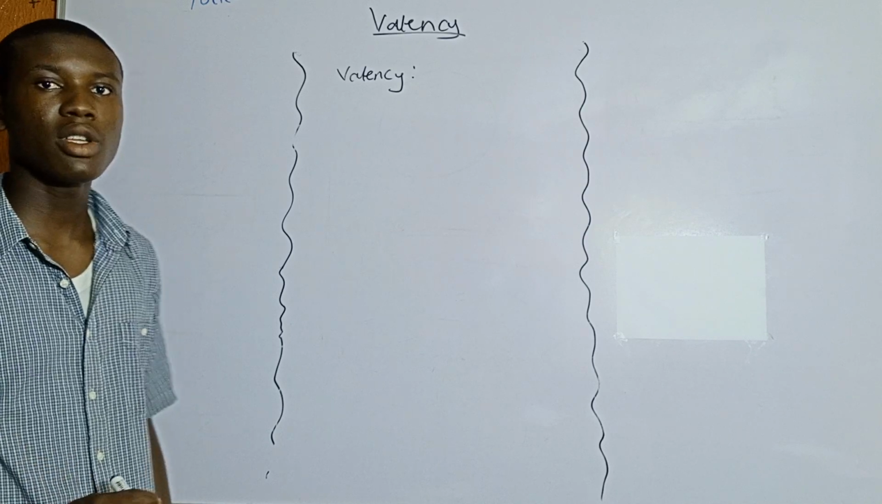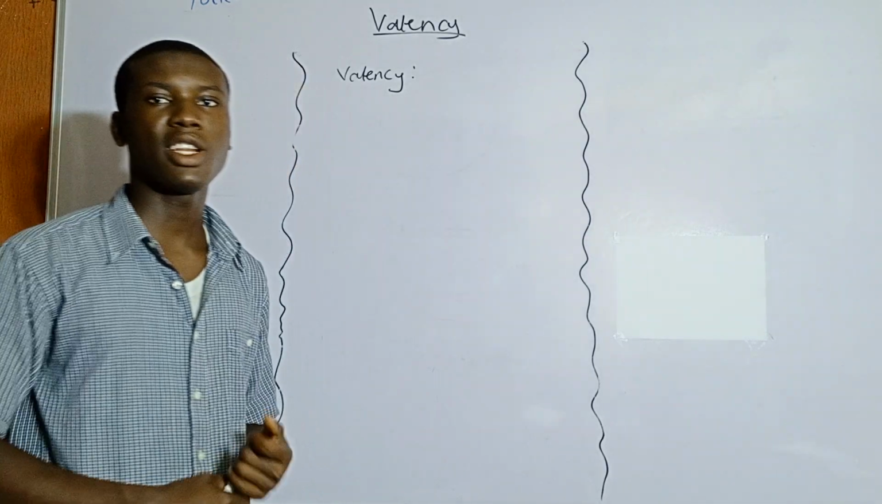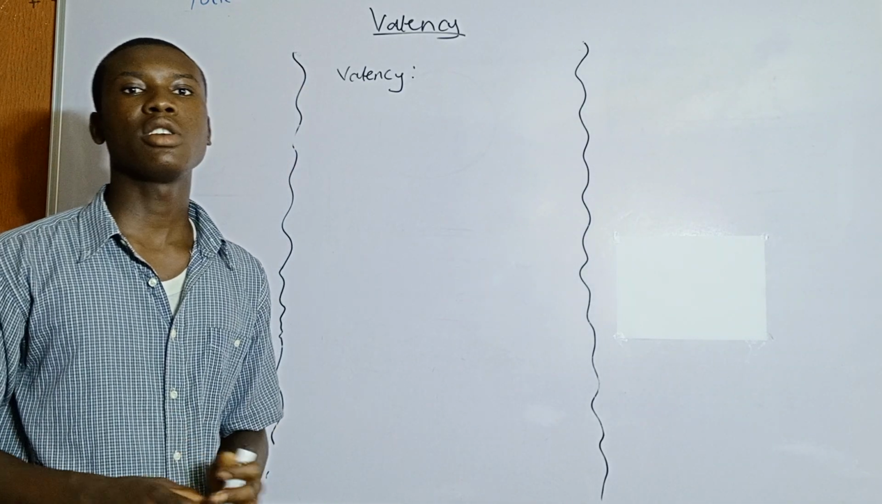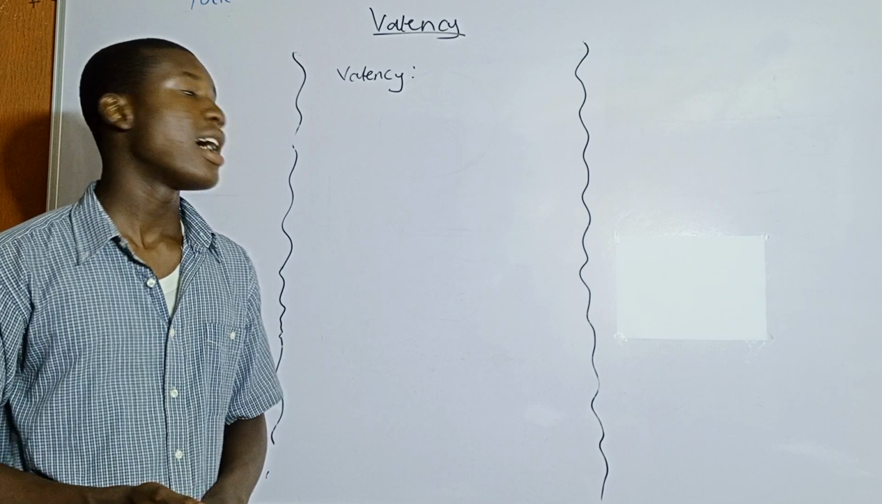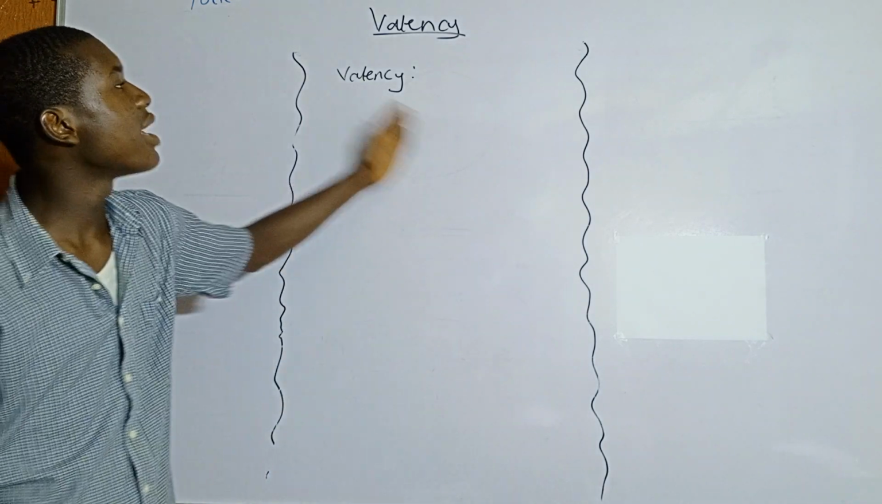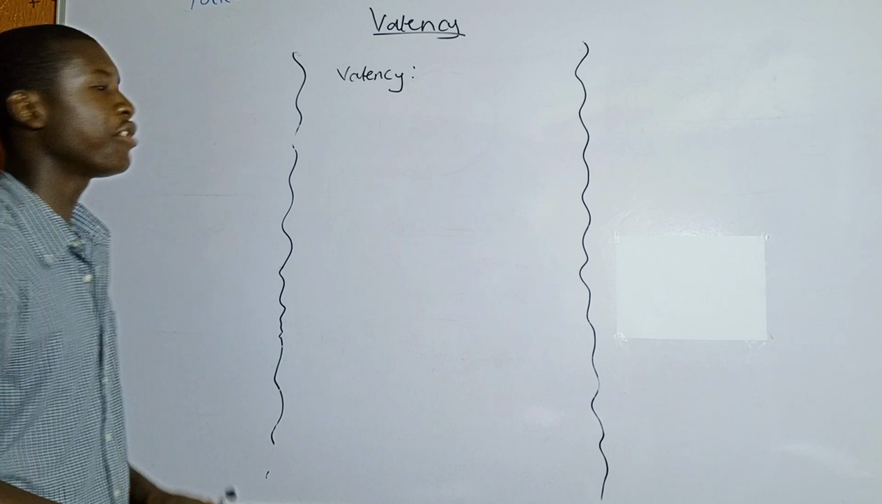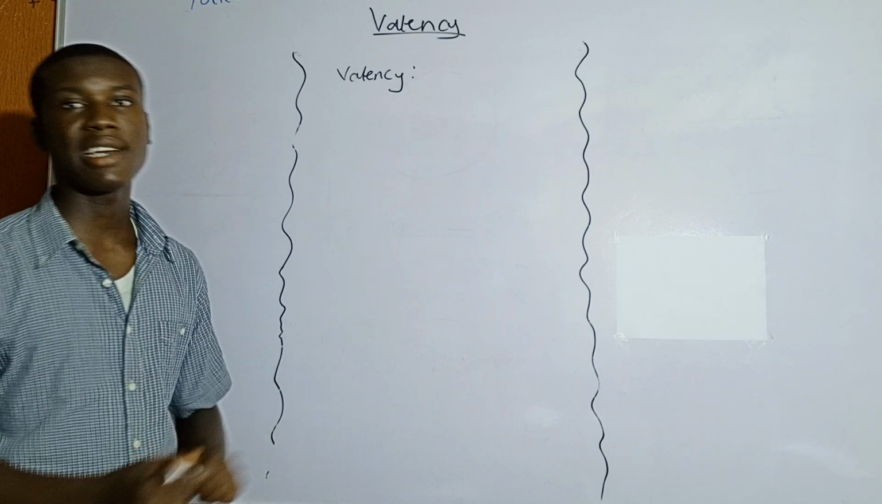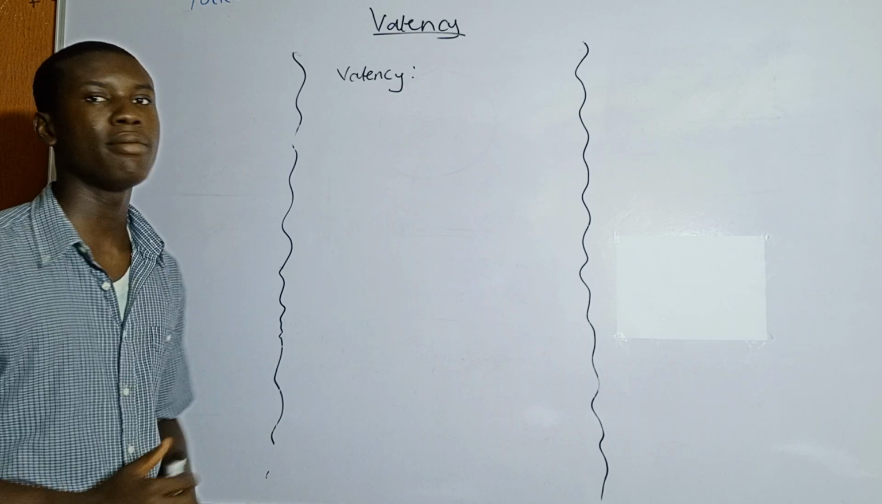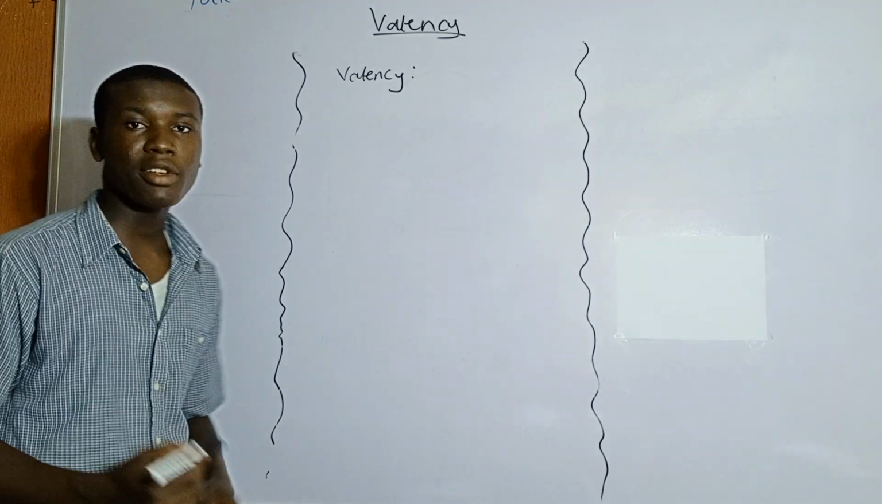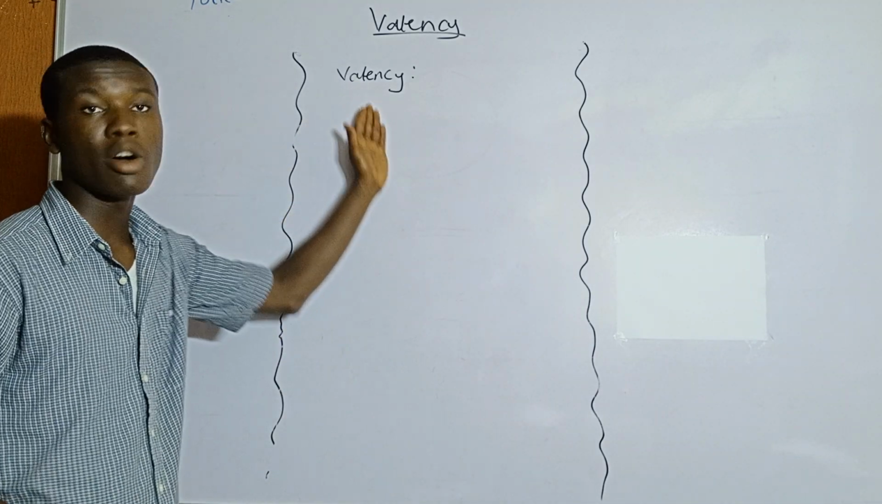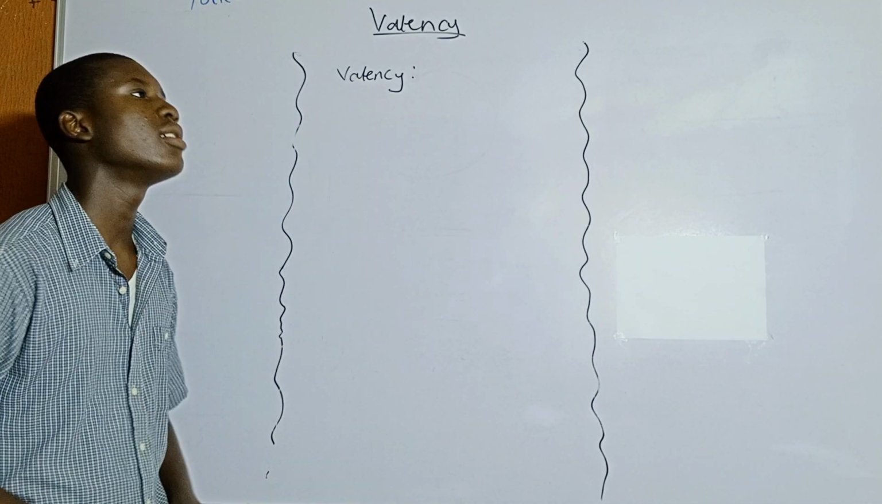Hello viewers, today we are going to be discussing valency. And in order to understand how to calculate and what is valency, let us start by defining valency. Now valency is defined as the combining power of an element. And every element has a combining power, which is the valency.